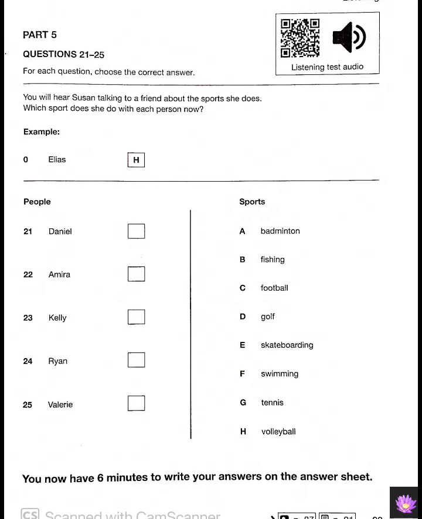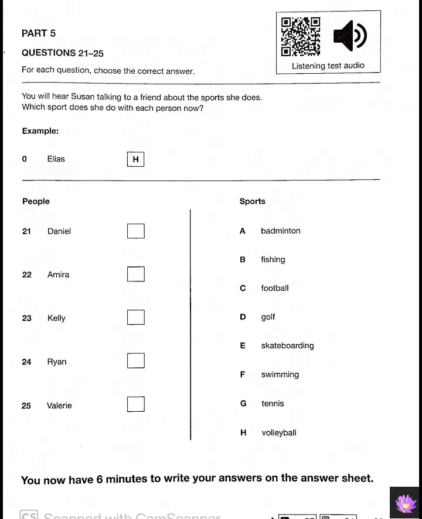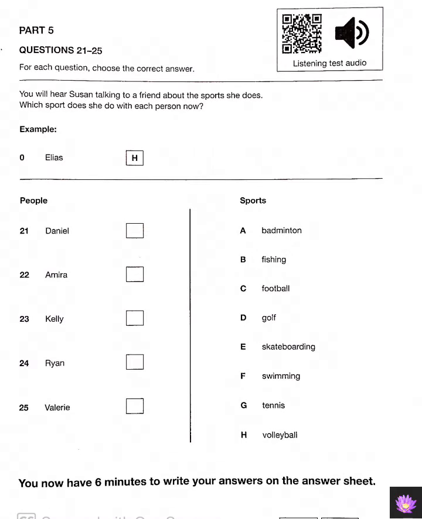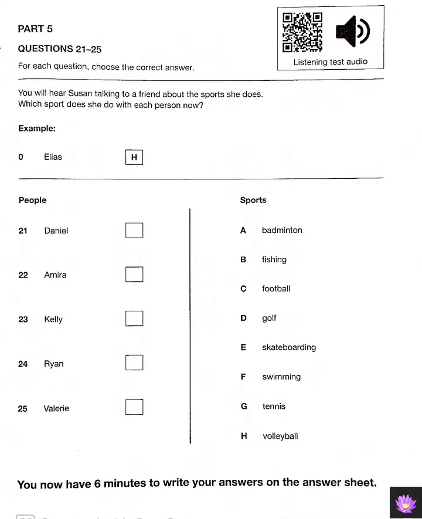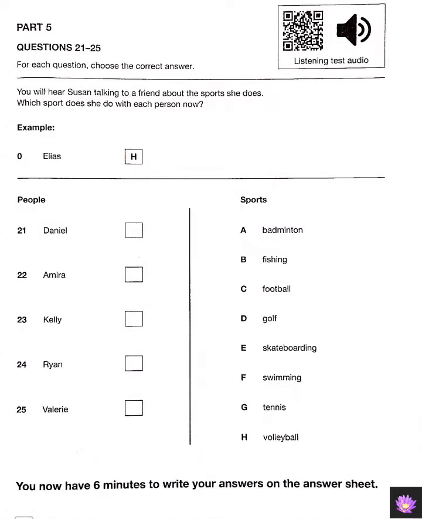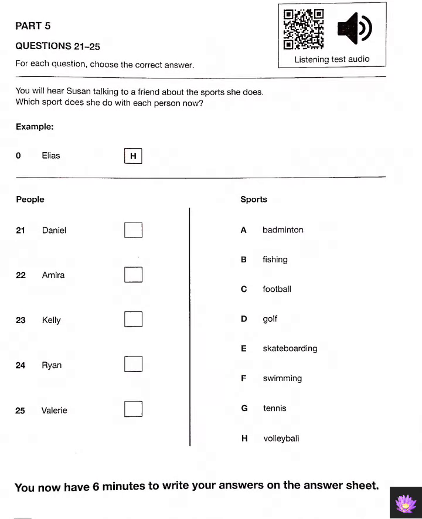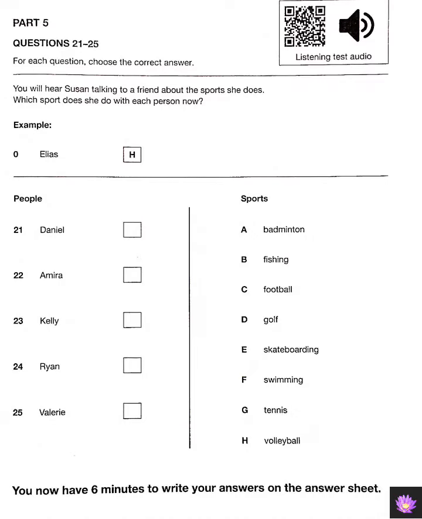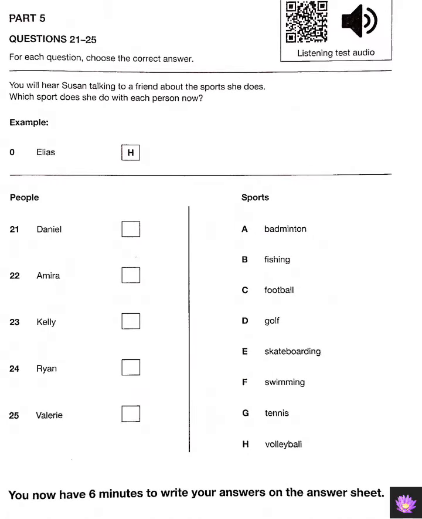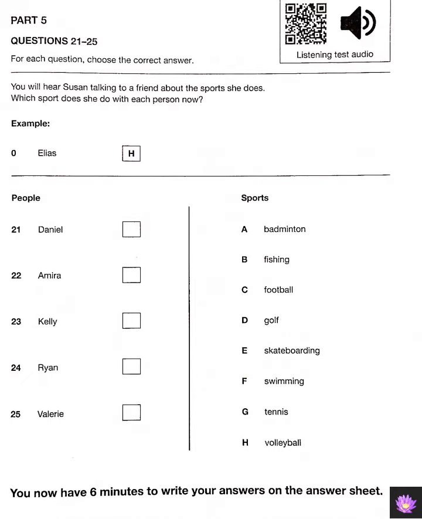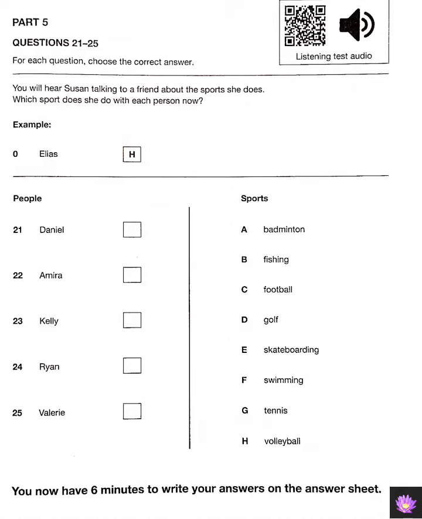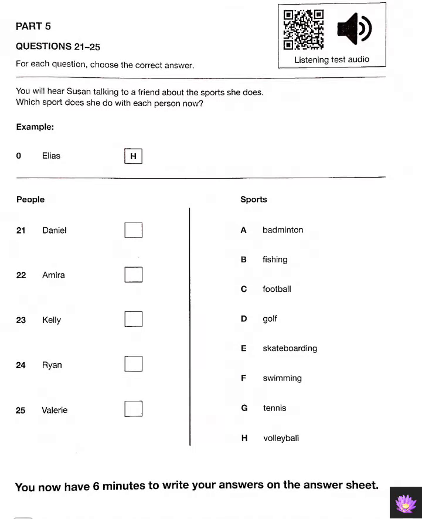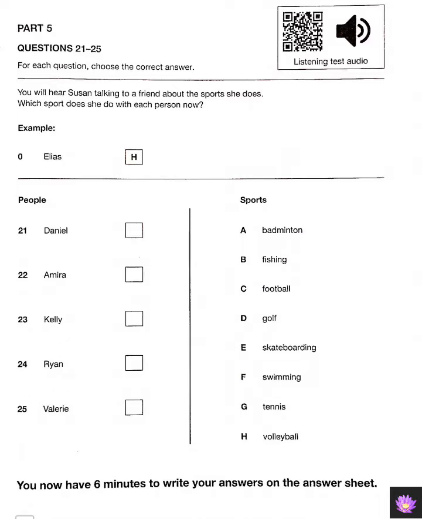You do so many different sports, Susan, with so many different people. You and your cousin Elias play golf together, don't you? Yes, we did last year, but now we play volleyball together. And with your neighbour, Daniel, you play tennis, don't you? Oh, Daniel hurt his arm and can't play tennis anymore, so we go fishing together instead. And your friend Amira, does she like sport? Yes. We've started going to the pool every week, but she's not sure she likes it. She'd like to join a badminton club soon. What about Kelly? When she's not playing football, we go skateboarding in the park together.